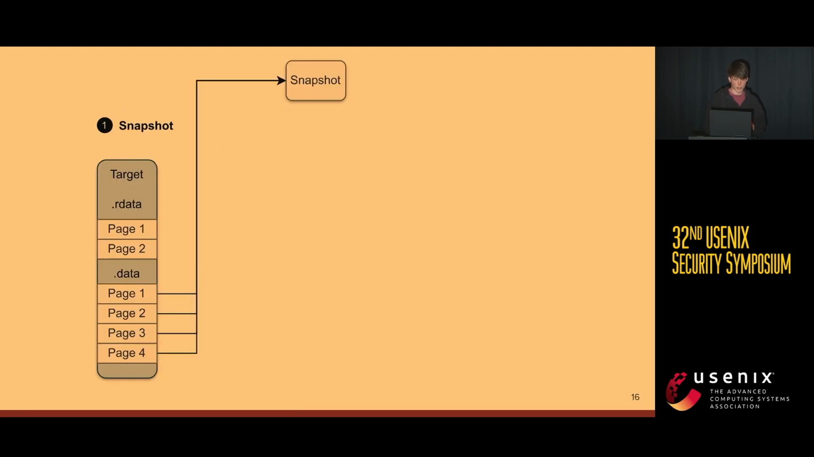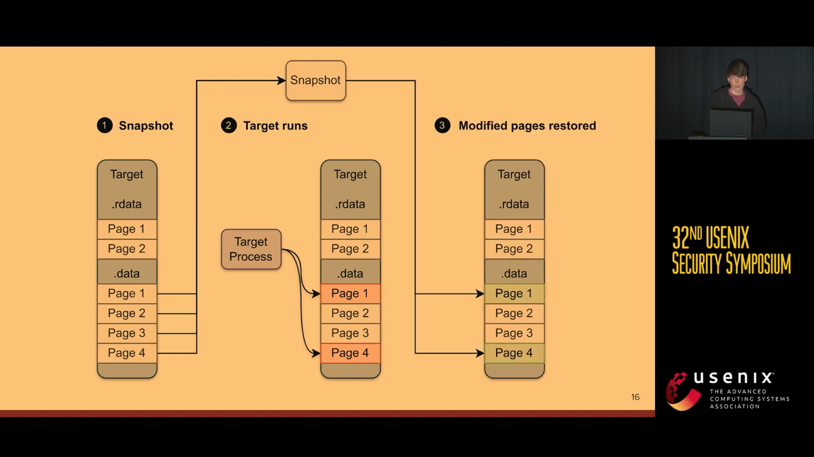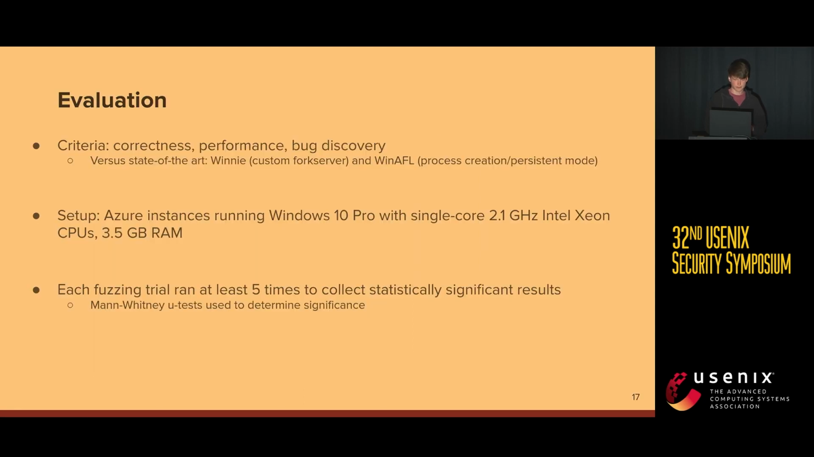So before the target runs, we create a complete copy of all the writable global pages. The target runs, and anytime it changes a page in there, we're going to get a guard page exception, and we're going to mark that page as modified, so that when we go to clean up the state of the process, we can actually only restore those pages that were actually modified.